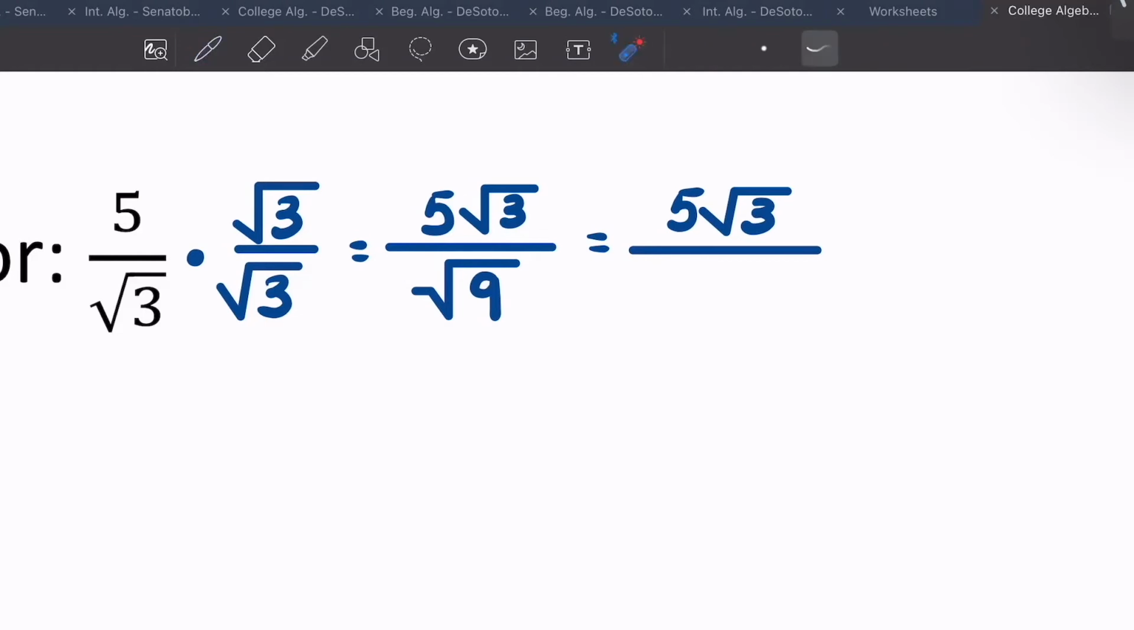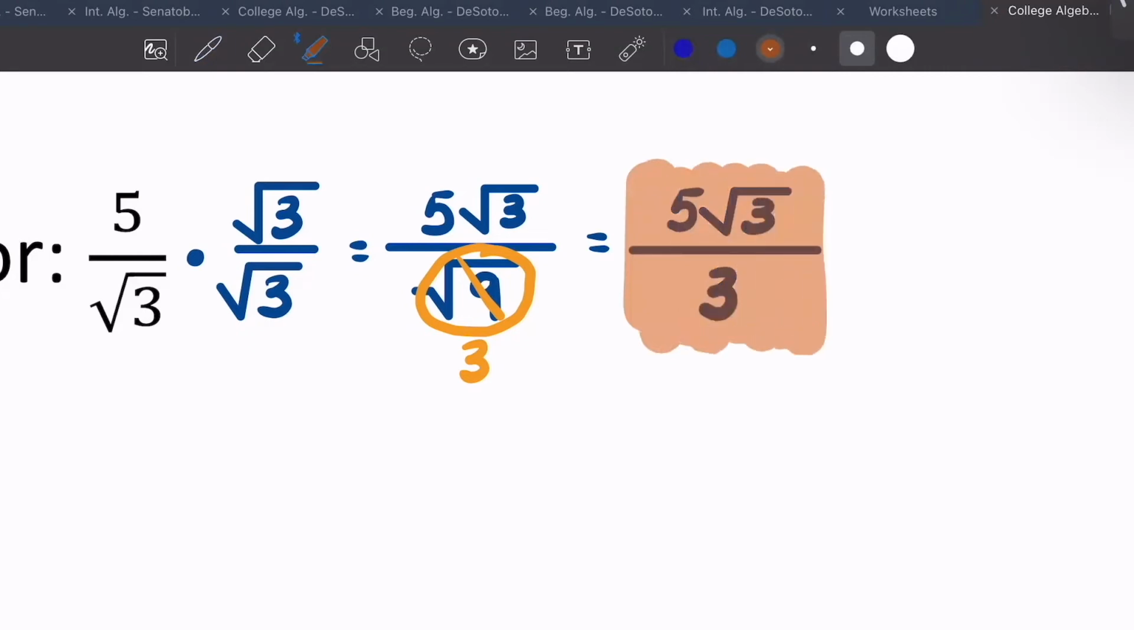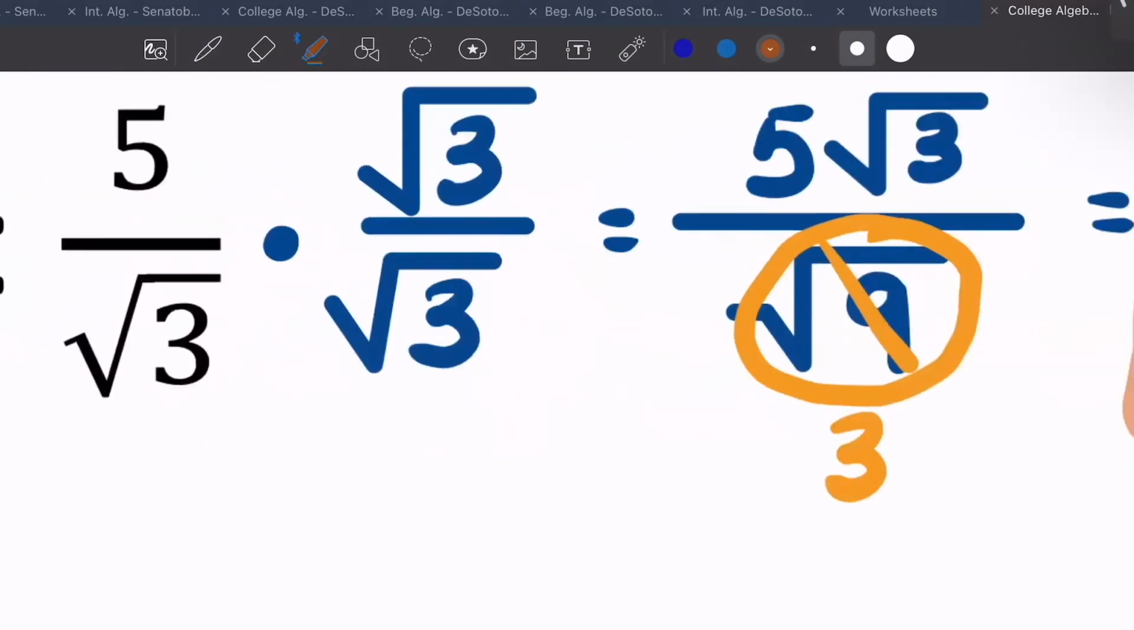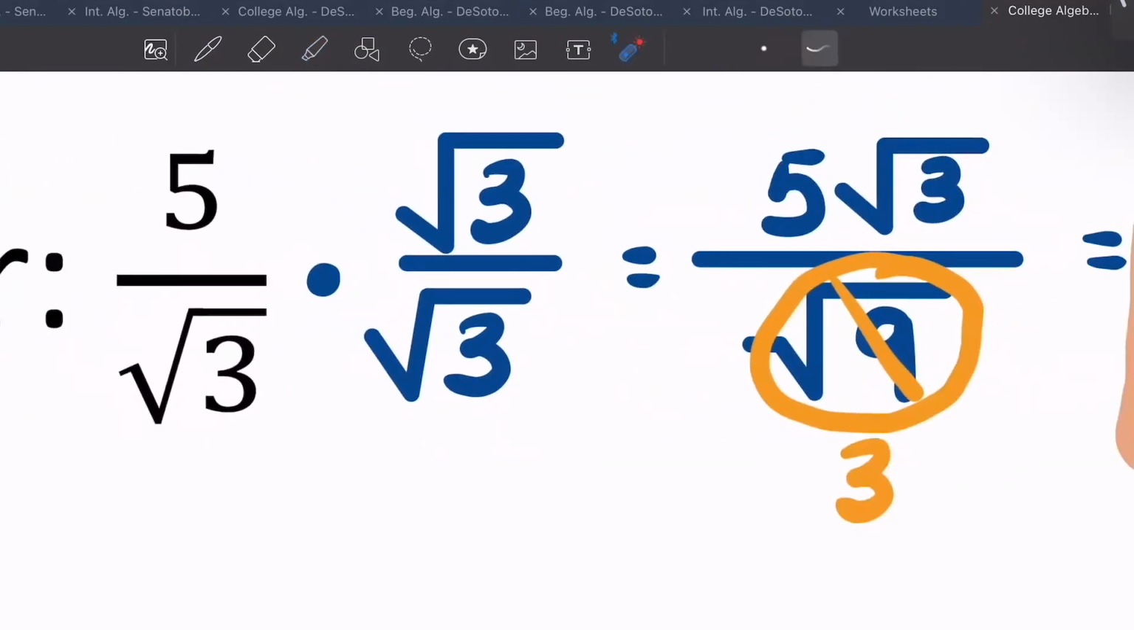But your denominator, okay, you have the square root of 9. Well, that is 3, right? So we end up with 5 on the square root of 3 over 3, and that is your answer. Notice that I no longer have a radical sign in my denominator, do I? I just have a 3. So all I did was multiply both the top and the bottom by the bottom in a single term.